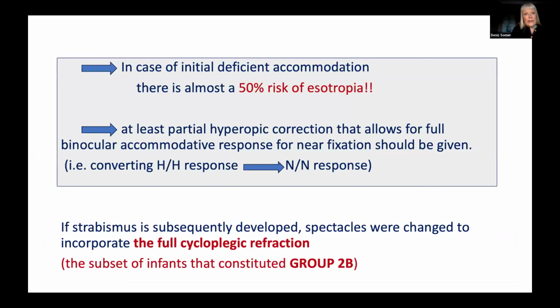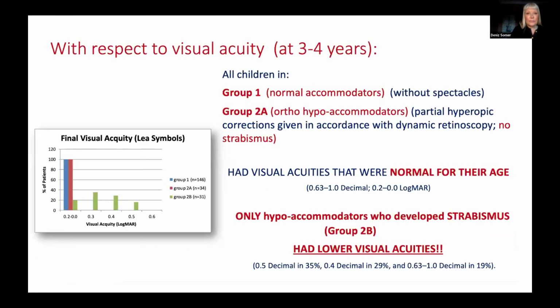In case of initial deficient accommodation, there is almost 50% risk of esotropia. At least partial hyperopic correction that allows for full binocular accommodative response for near fixation should be given.